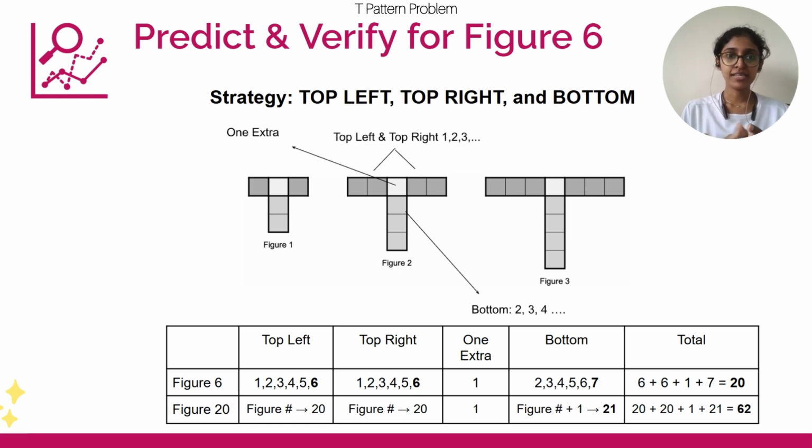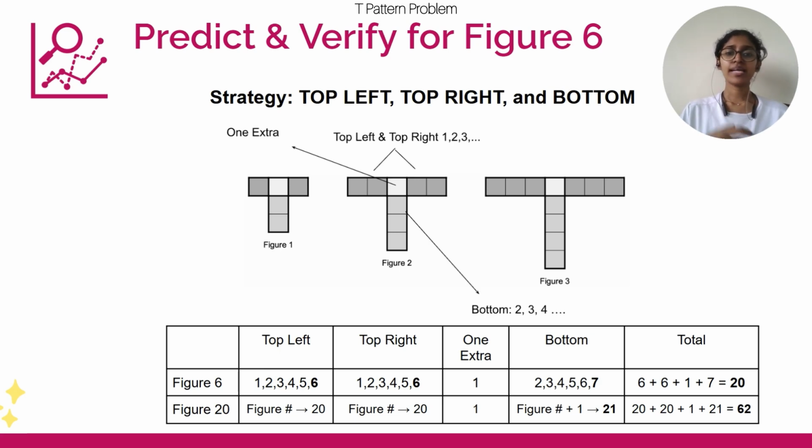If you look at the top left and top right blocks, they're actually equal to the figure number, right? So if you look at figure number 1, top left has one block, top right has one block, and that is actually equal to the figure number. And similarly, it follows the same pattern for other figures as well.